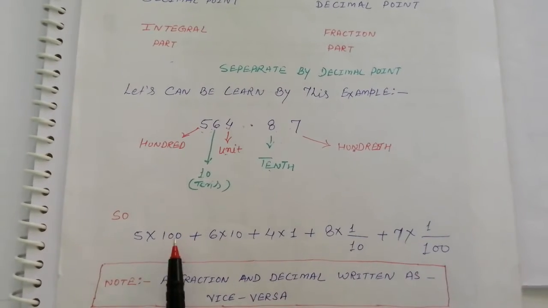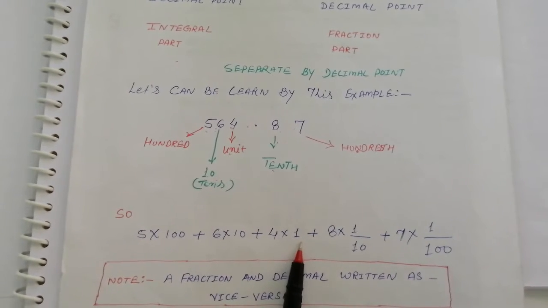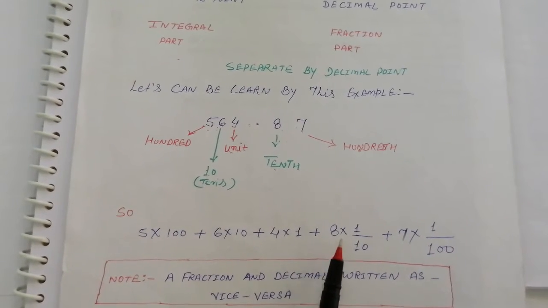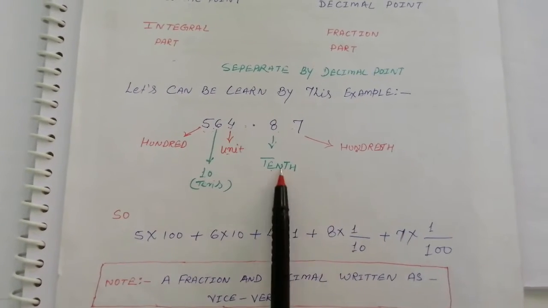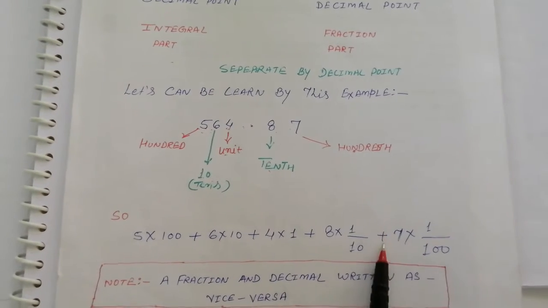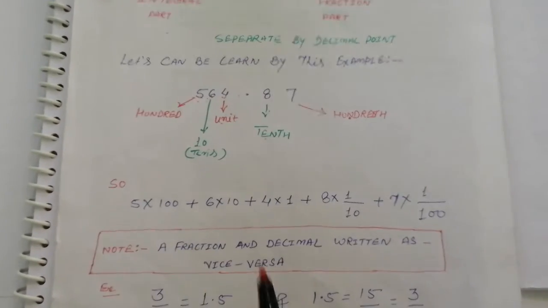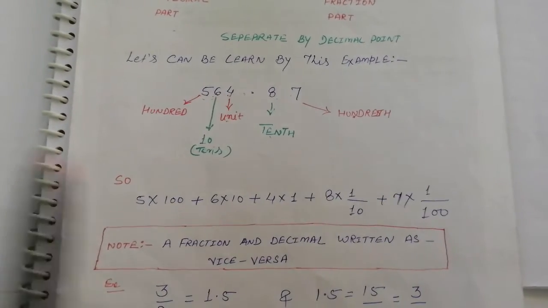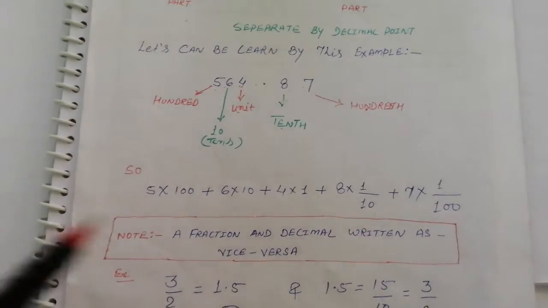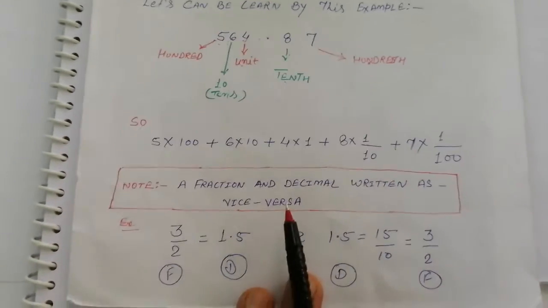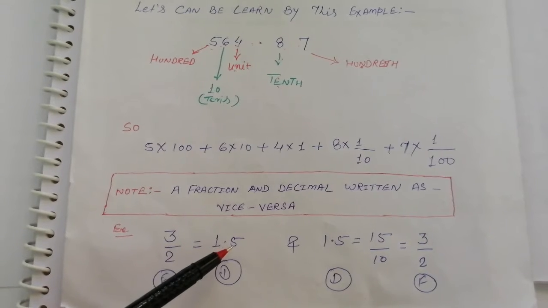5 multiplied by 100 plus 6 multiplied by 10 plus 4 multiplied by 1 plus 8 multiplied by 1 upon 10, plus 7 multiplied by 1 upon 100. This is a new process. A fraction and a decimal can be written as each other, vice versa. It means a fraction can be converted into a decimal and a decimal into a fraction easily. Know this example.